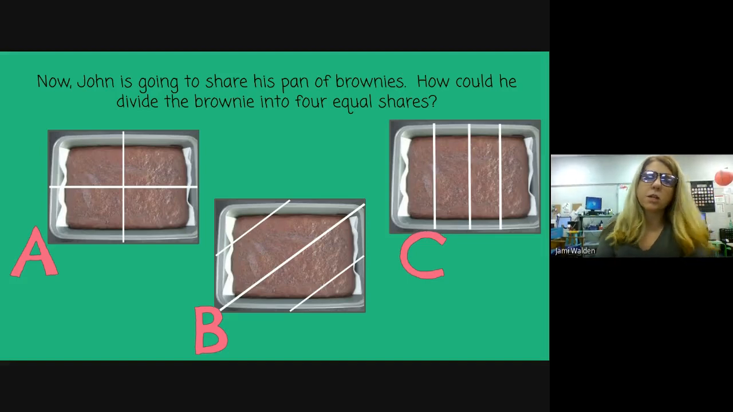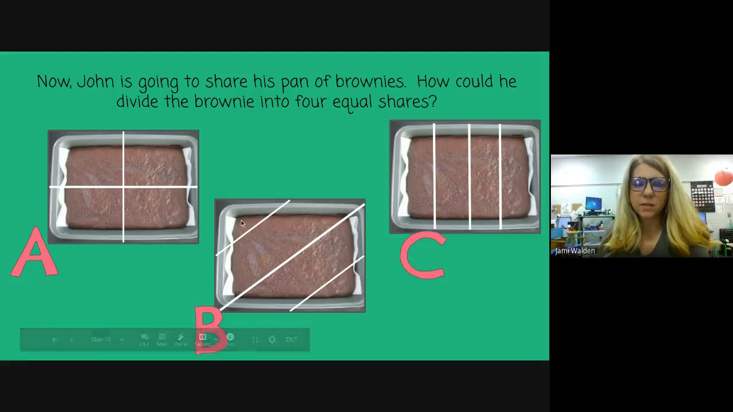All right, what if he's going to share his pan of brownies? How could he divide the brownie into 4 equal shares? Look at each choice. Would choice A work? Yes, choice A would work. We have 4 equal pieces. What about choice B? Let's count our pieces. 1, 2, 3, 4. Are they equal? No way. This person that got that small piece of brownie would be upset, wouldn't they? All of these pieces are not equal.